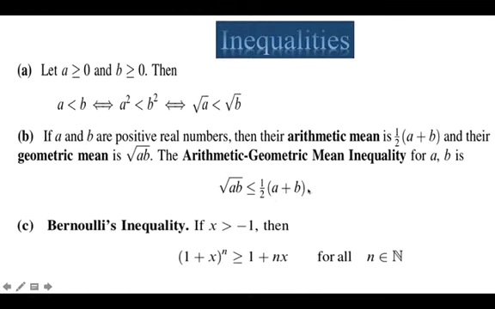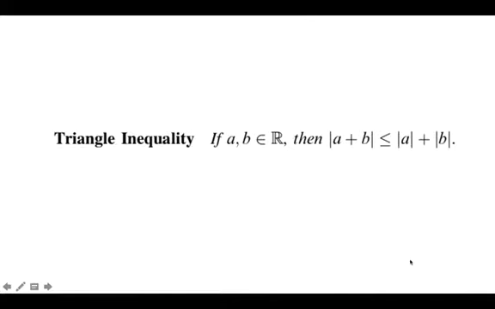The arithmetic-geometric mean inequality for A, B is: square root AB is less than or equal to 1 over 2 into A plus B. And there was also an important inequality, Bernoulli's inequality. If x is greater than minus 1, then 1 plus x to the power n is greater than or equal to 1 plus nx for all n belonging to N. And also the triangle inequality in absolute values: the absolute value of a plus b is less than or equal to the absolute value of a plus the absolute value of b.